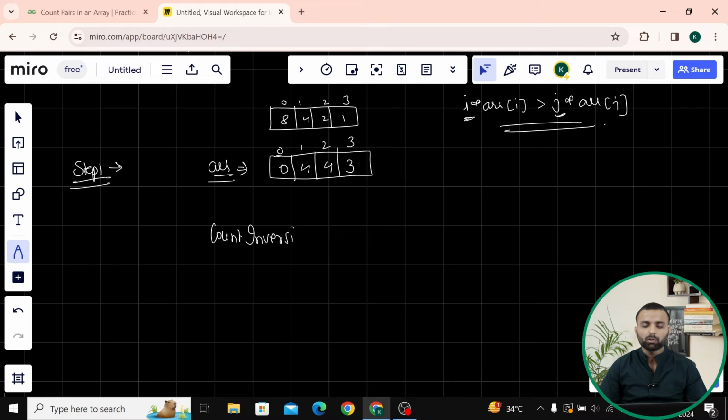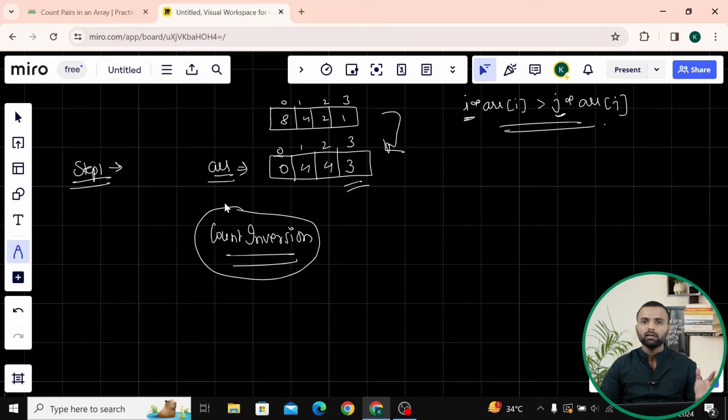It's a very simple problem now. When I convert this normal array into this condition, we can easily solve it using count inversion. I strongly recommend, if you don't know how to solve the count inversion problem, please first solve that question, right? And solving that question has a prerequisite, which is merge sort.